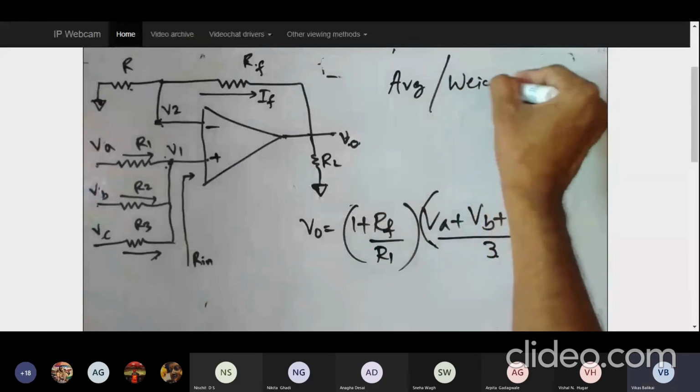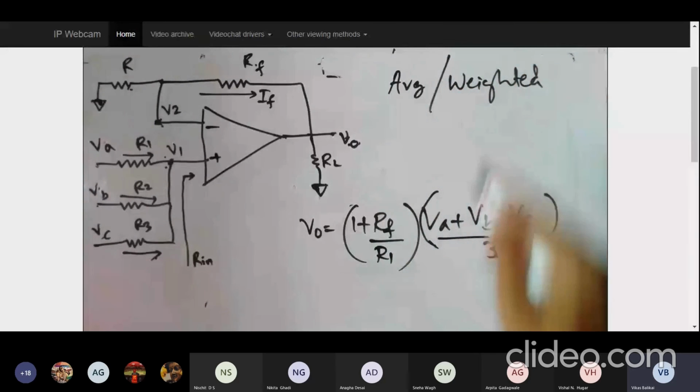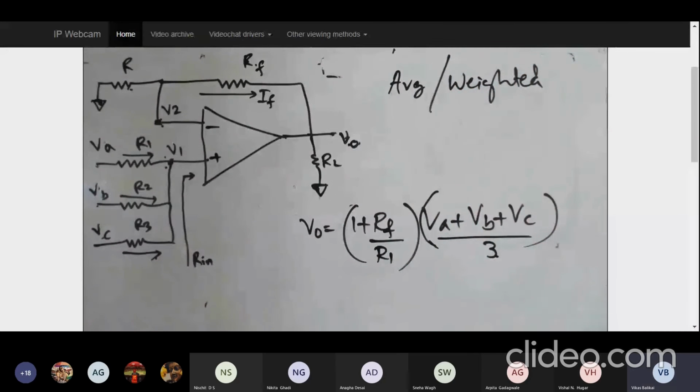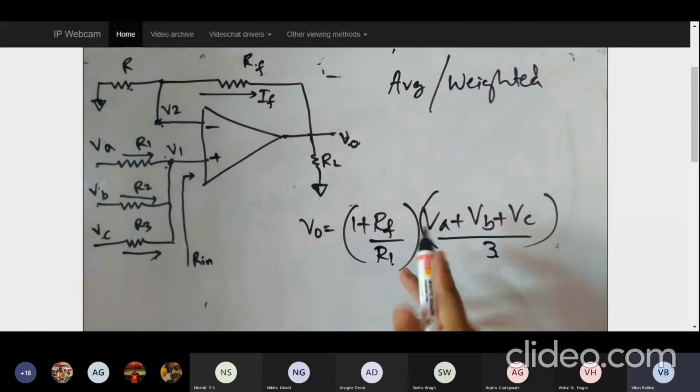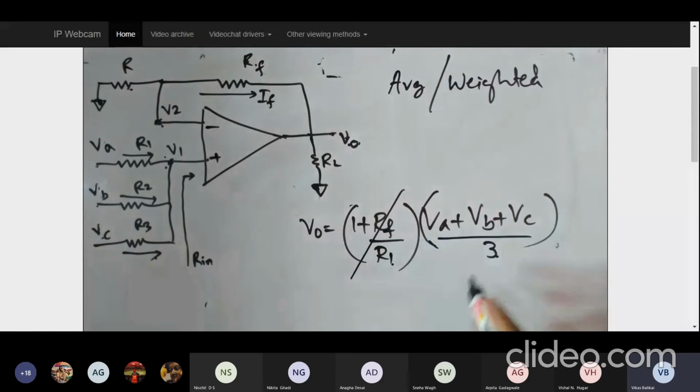If I want to move ahead and understand the application of non-inverting configuration in terms of an averaging circuit or the weighted summing concept, you just need to ensure the RF and R1 terms are made equal, and by that they'll get cancelled out. So this entire term cancels out, and whatever output you are getting will be acting as an averaging circuit. So this is how you convert the given summing amplifier to an averaging circuit.